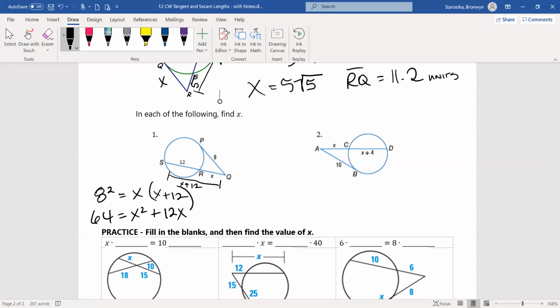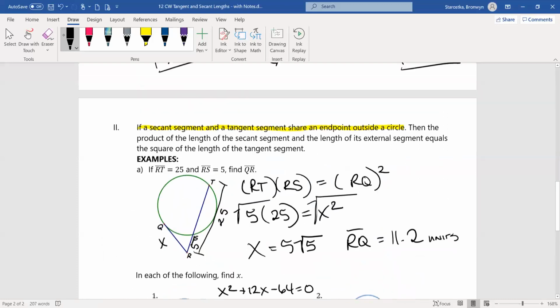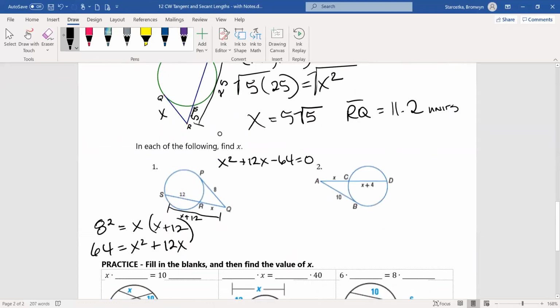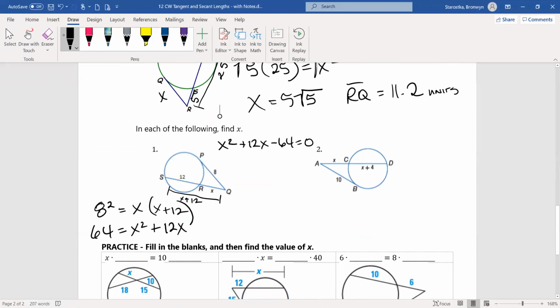We're going to move that 64 over. So we're going to have x squared plus 12x minus 64 equals 0. And we think of the factors of 64. You can do like I did in the previous problem and just start writing out the factors of 64. But we want the two that multiply together to give us negative 64, but add together to give us 12 simultaneously. One of them is 16, the other is negative 4.